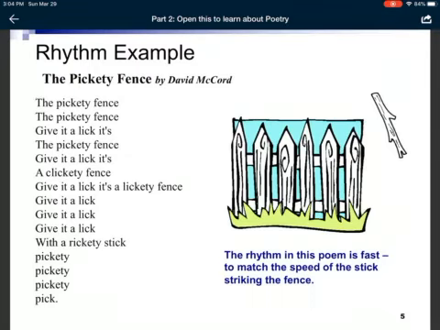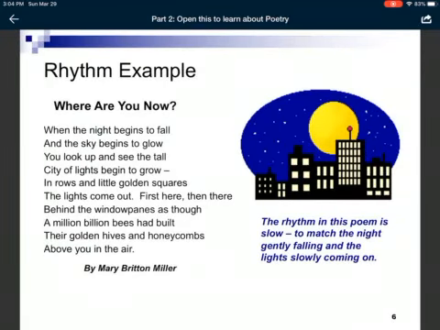Pickety, pickety, pickety, pick. So that's what I mean when I say a poem is meant to be read aloud. Now I could read that in my head and it'd be fine, but it's more fun when you read it aloud. Here comes another one.